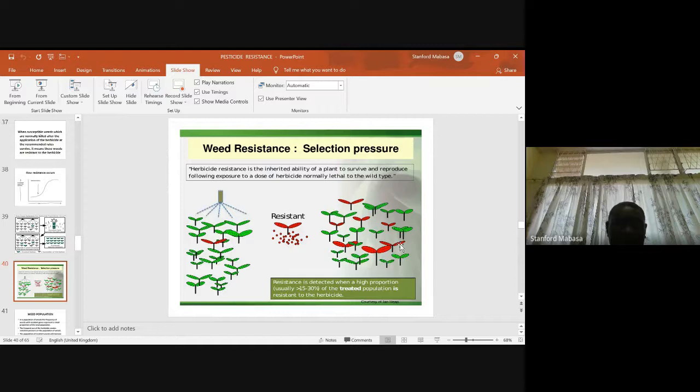Here we've got weeds which are being sprayed. Now, during spraying, we kill the susceptible ones and leave the resistant biotypes, which will eventually form the population. And you are saying that our selection pressure is the application of the herbicide.